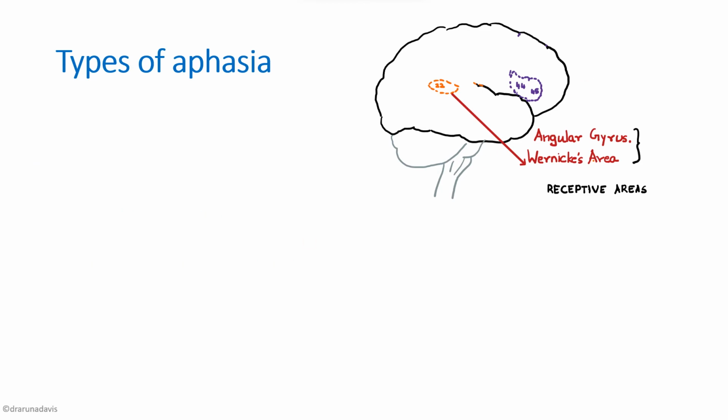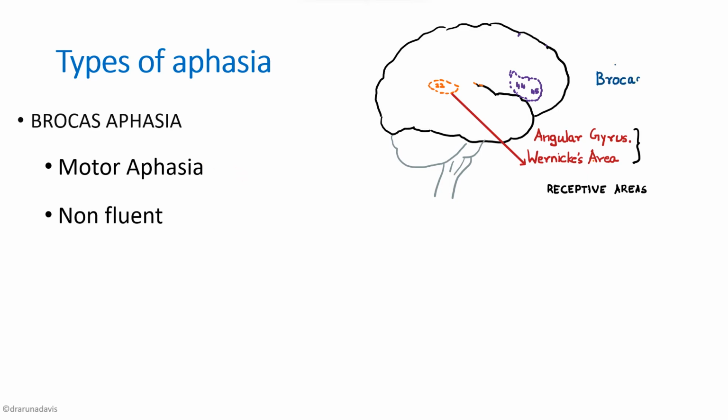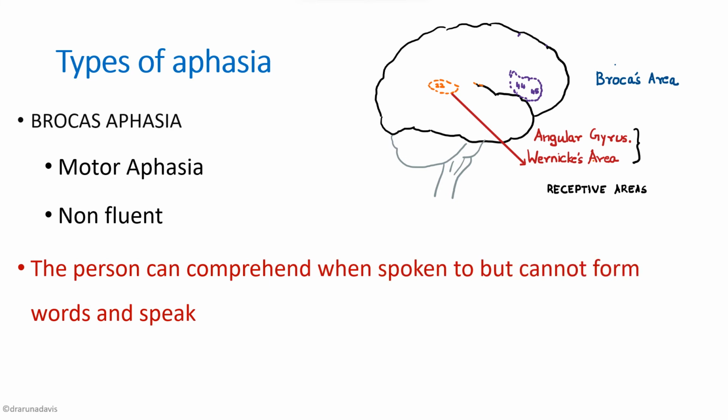So if there is a lesion in this Broca's area, we'll have what is known as Broca's aphasia. Since Broca's area is concerned with the articulation of speech, the person can comprehend but will not be able to speak. That is why it is called motor aphasia and also non-fluent aphasia. Why is it called non-fluent aphasia? Because the person will not be able to speak fluently. So in this, the person can comprehend when spoken to but cannot form words and speak, right? So that is called Broca's aphasia.